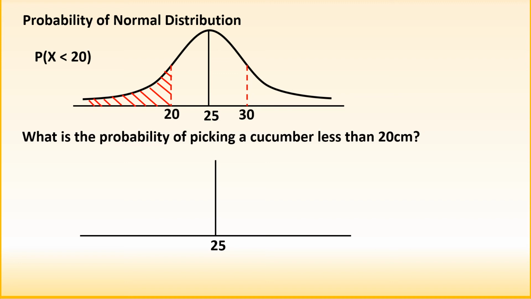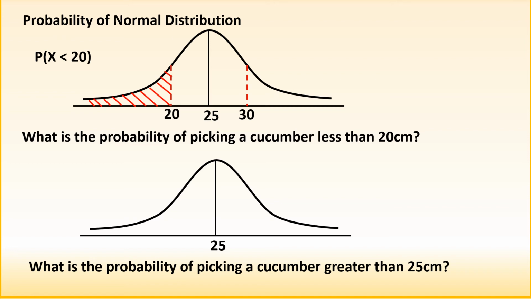Let's have another example. So, gamitin pa rin natin yung 25 at pag-usapan pa rin natin ang cucumber. Then, what is the probability of picking a cucumber greater than 25 centimeters? So, kung ito yung 25 centimeters, greater daw. So, ibig sabihin, isi-shade natin yung right side. And in mathematical symbol, that is, the probability of random variable x is greater than 25.